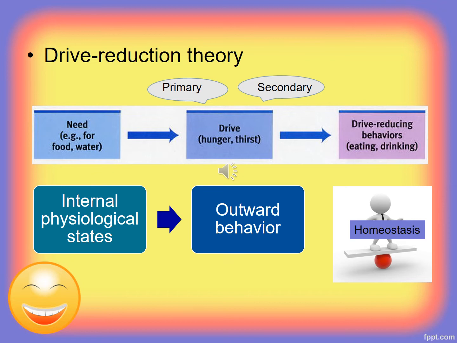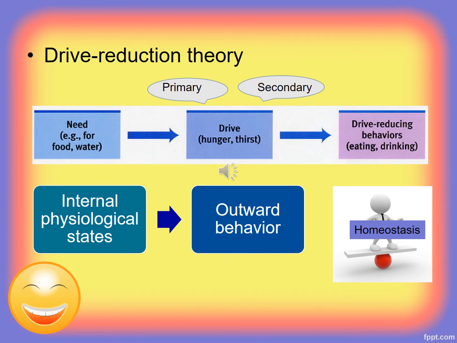After we have the drive, the next step is drive-reducing behavior. For example, our need is food, which causes hunger, which is the drive. This hunger makes us go look for food and eat it, and eating reduces the hunger, which is the drive. In our body, we have a system that tries to maintain balance, which is what we call homeostasis.